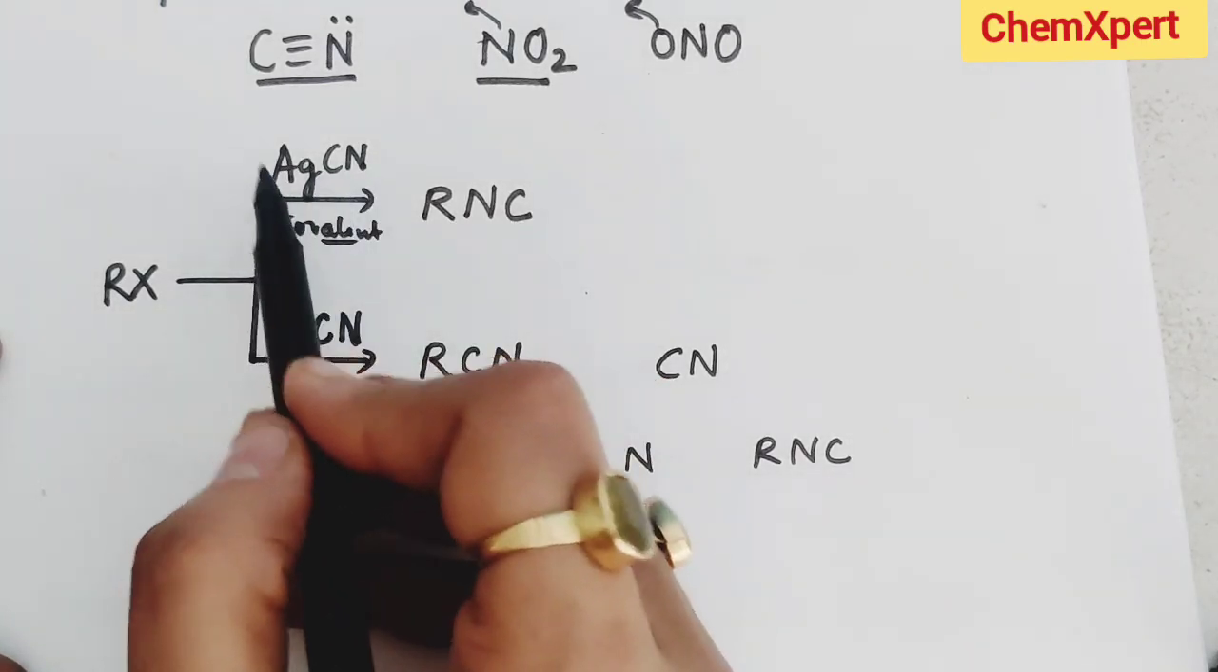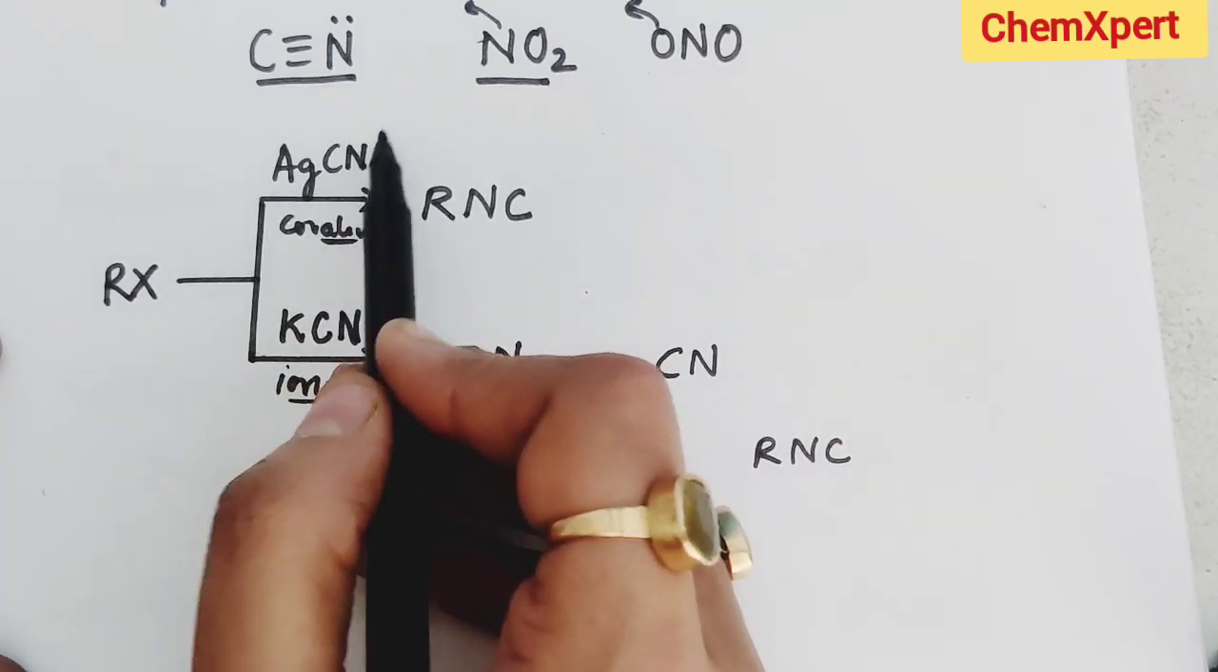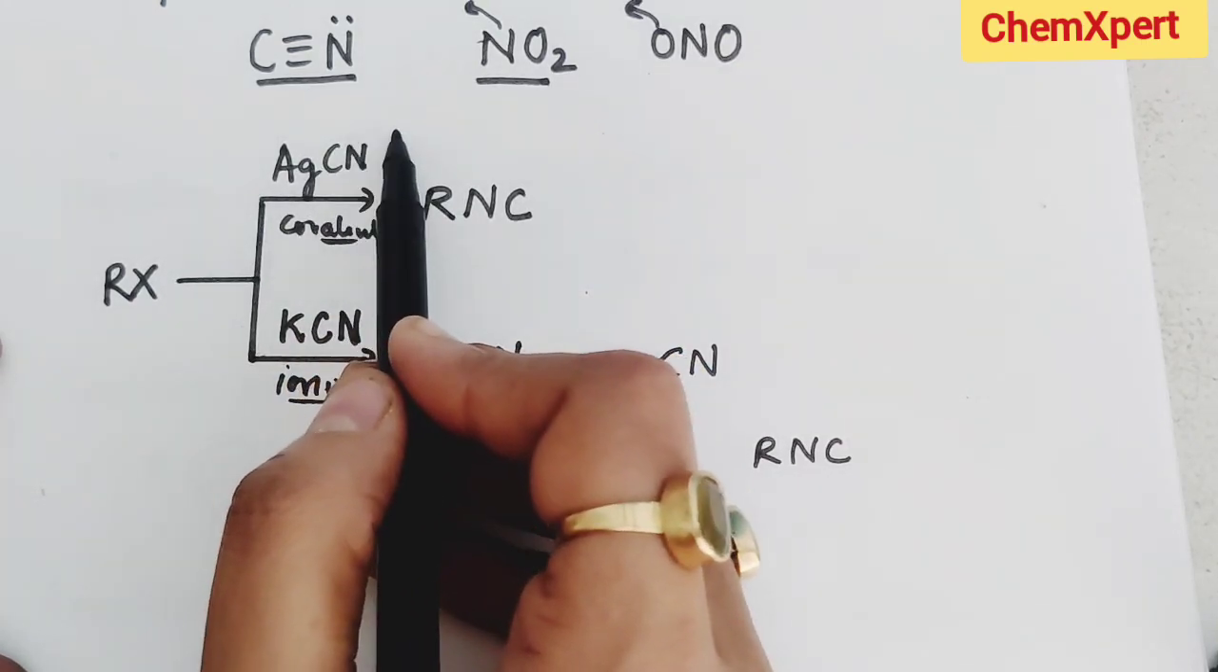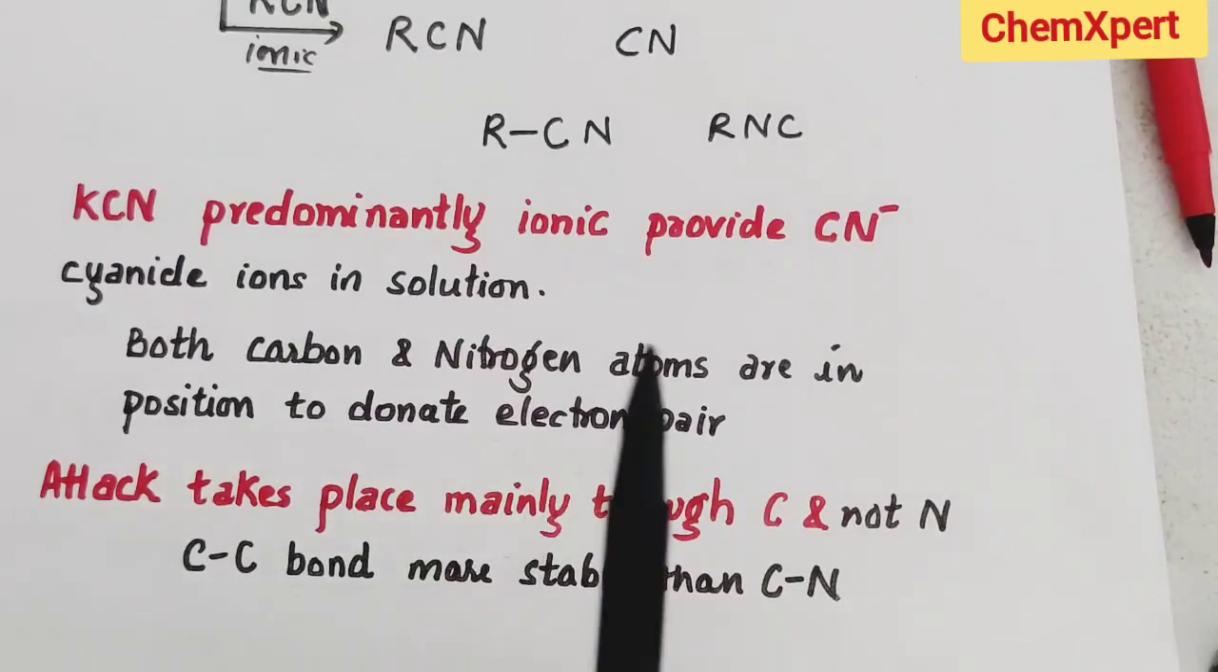Whereas in case of AgCN, this is a covalent compound, and now only the nitrogen is free to attack here because of its lone pair. So here it forms RNC. So this is the explanation here.